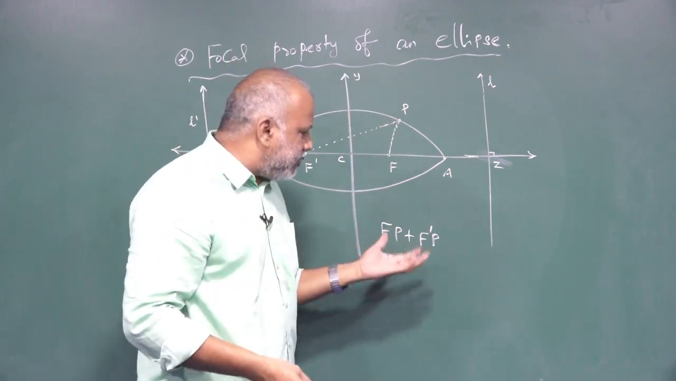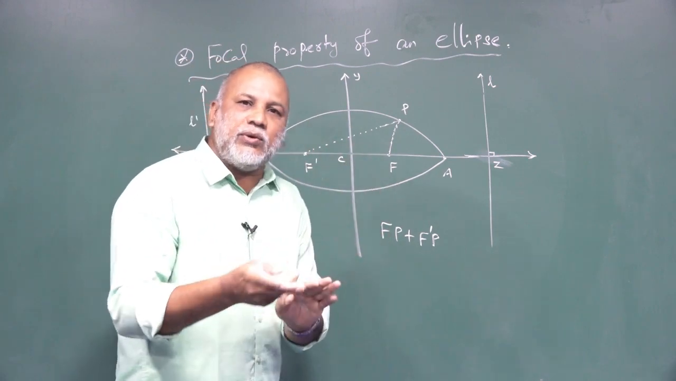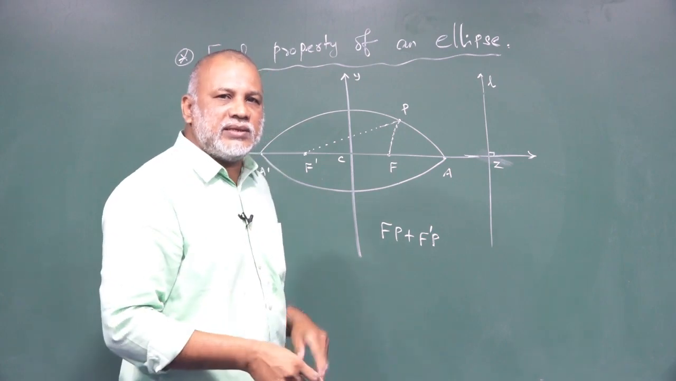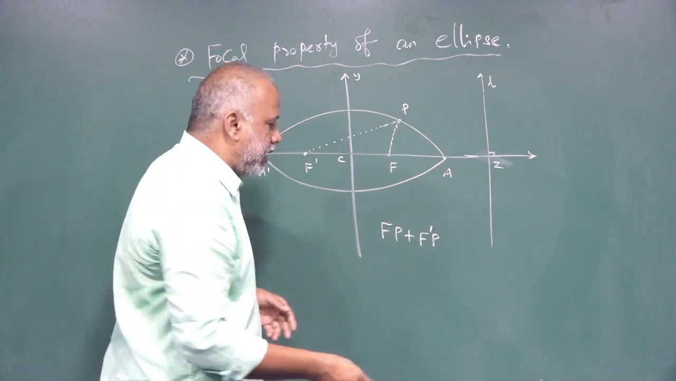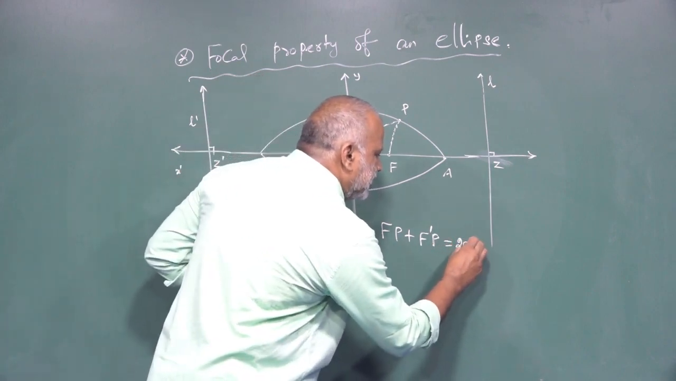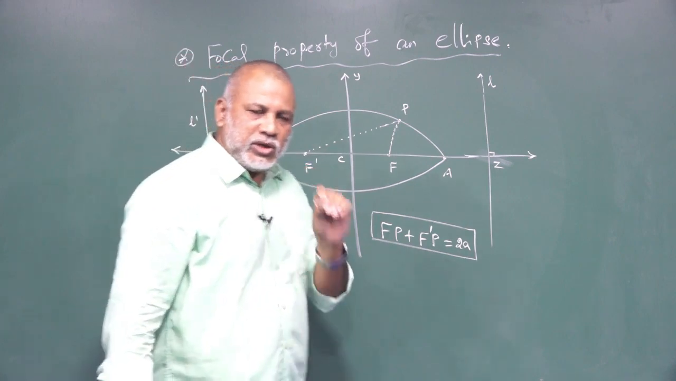You are able to derive what we are going to work out. So, the sum of the focal distances of an ellipse is equal to the length of the major axis. Just now I am explaining what the length is. A A dash equal to 2A. So, this is the logic, this is the concept we are going to work out. This is one of the very important derivations.